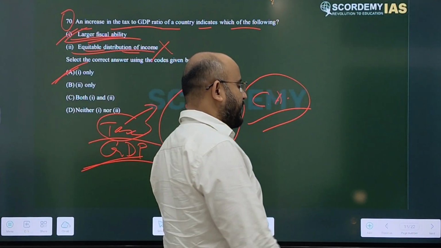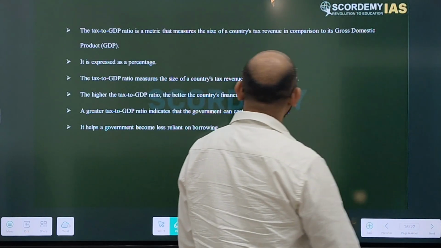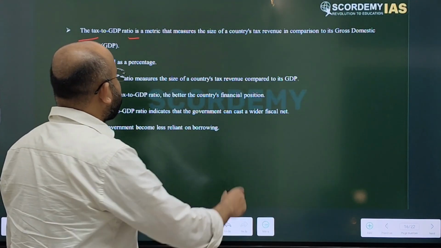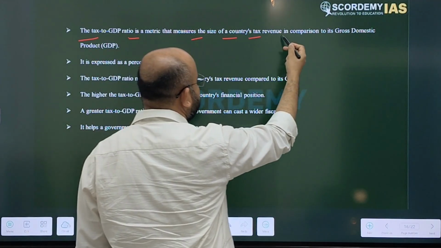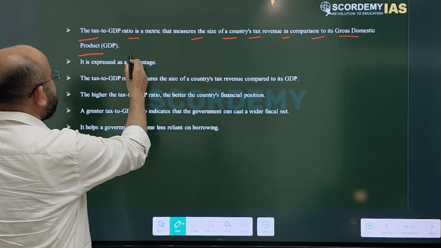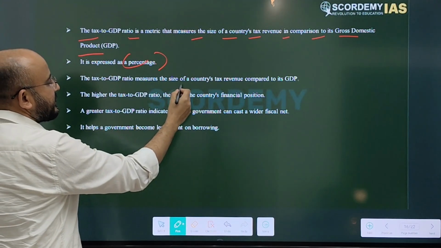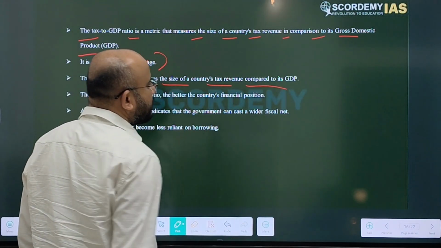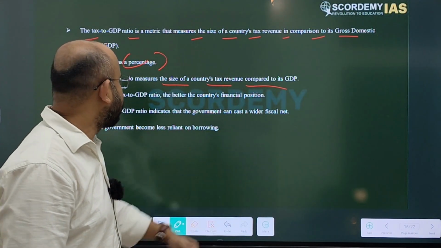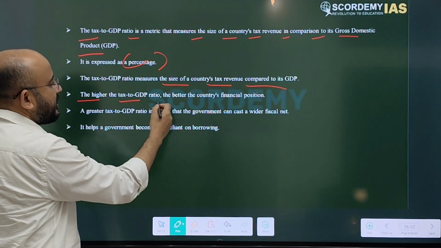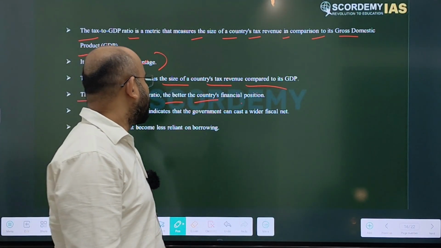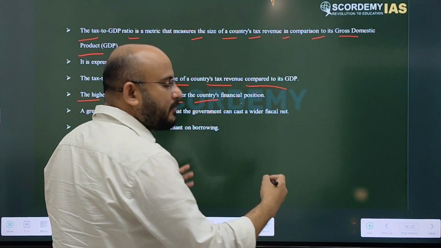So option A is the correct answer. Coming to the explanation part: the tax to GDP ratio is a metric that measures the size of a country's tax revenue in comparison to its gross domestic product. It is expressed as a percentage. It measures the size of a country's tax revenue compared to its GDP. The higher the tax to GDP ratio, the better is the country's financial position. The country can spend money.